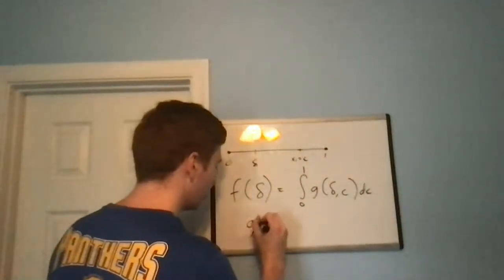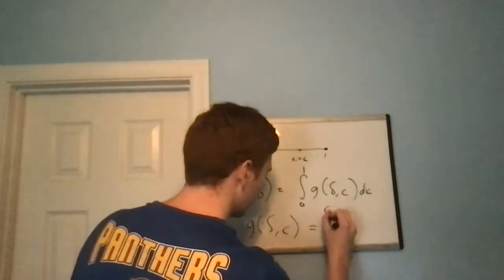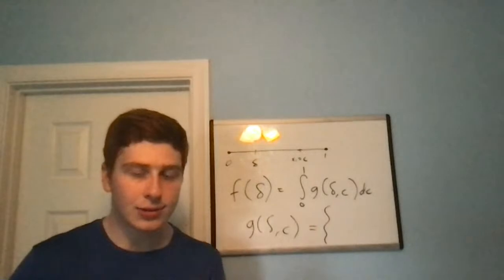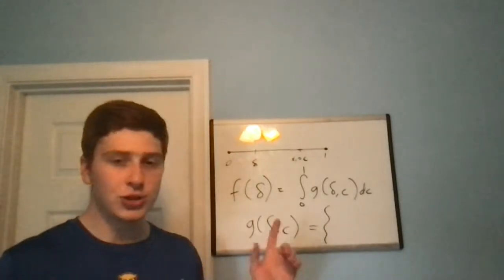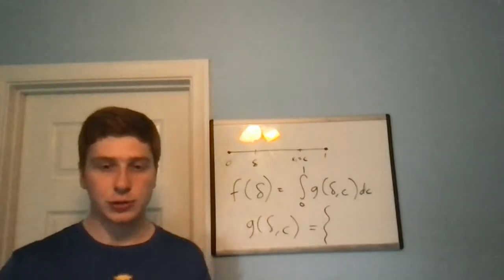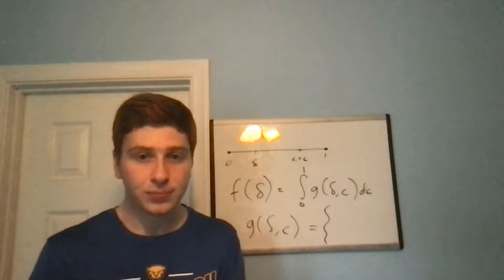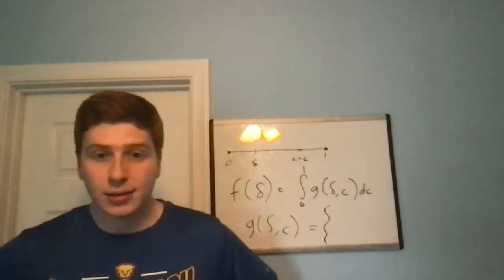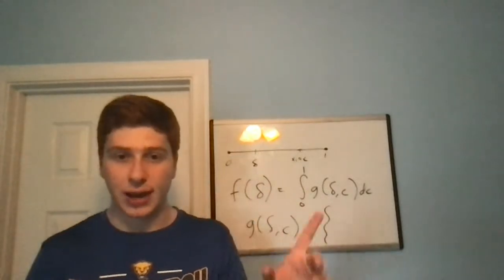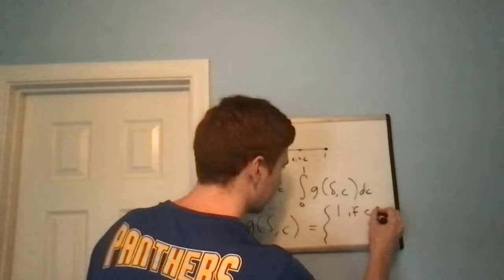Now, what is g of delta, c? This is really a piecewise function, okay? If c is less than delta, then g of delta, comma, c is going to be 1. Because basically, if we know that x1 is less than delta, then the expected number it takes is 1. We know that for a fact. Okay, so 1 if c is less than delta.